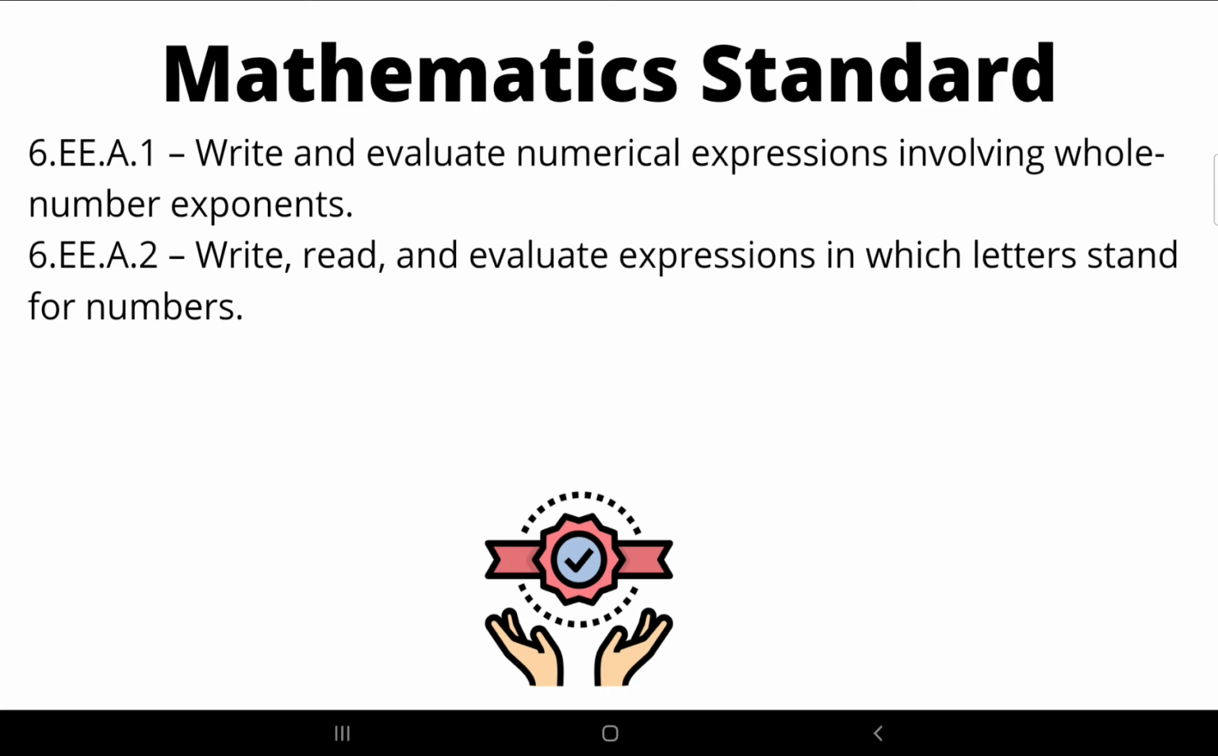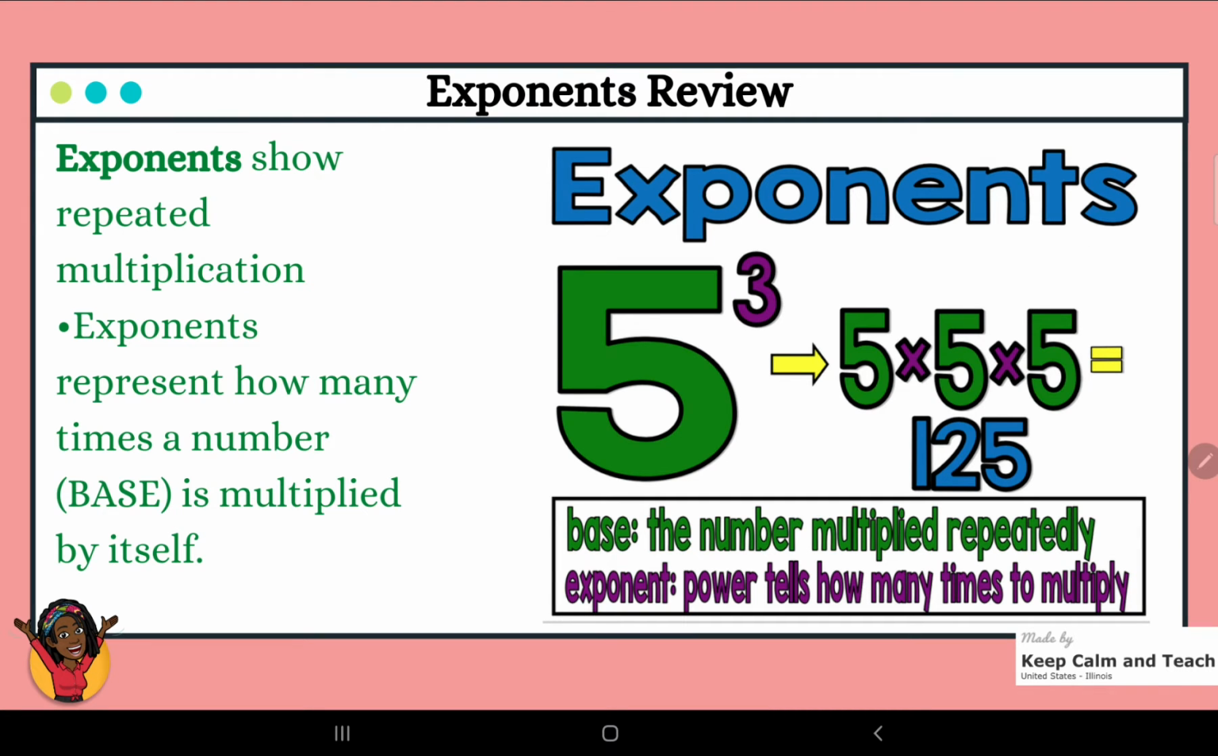Today we are going to do some review as we prepare to approach our standards 6.EE.A.1, write and evaluate numerical expressions involving whole number exponents, and standard 6.EE.A.2, write, read, and evaluate expressions in which letters stand for numbers. So, the review of exponents.